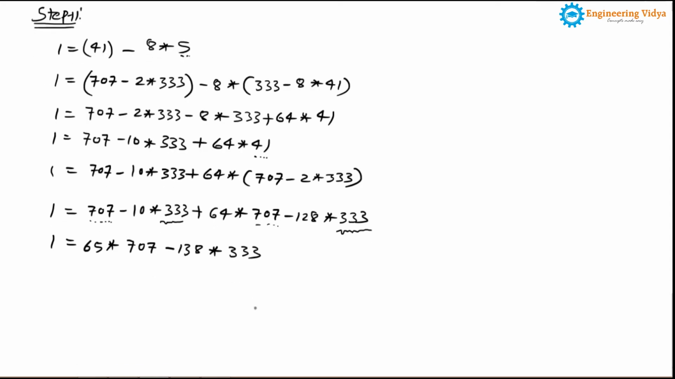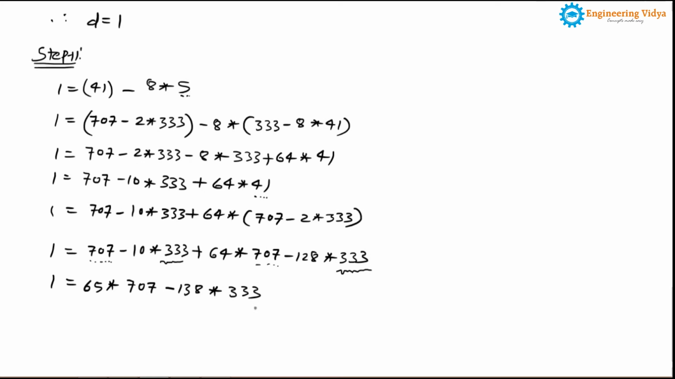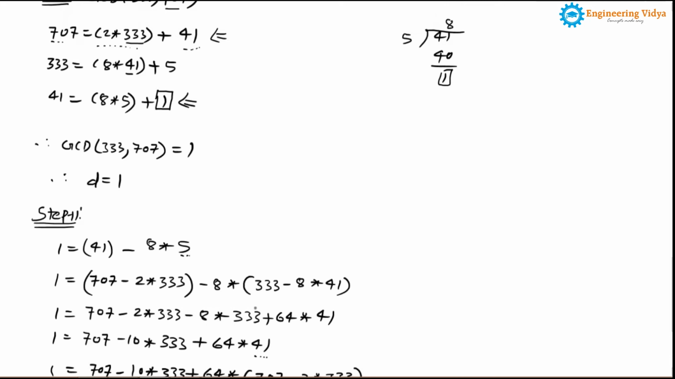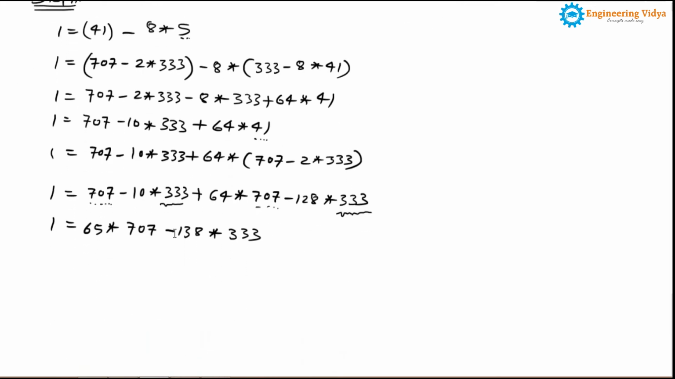So since we know the format, we have to now see again, do we have a remainder in this equation? Here we don't have a remainder because the remainder value is only 4, 5 and 1. So here we don't have 5, 4 and 1. So this will be the final step.